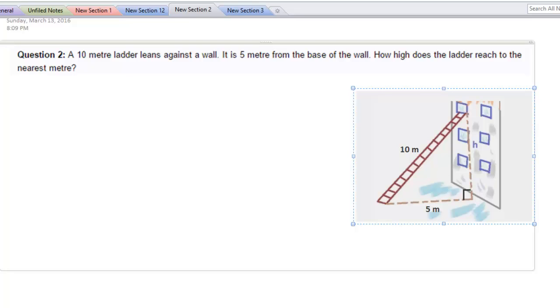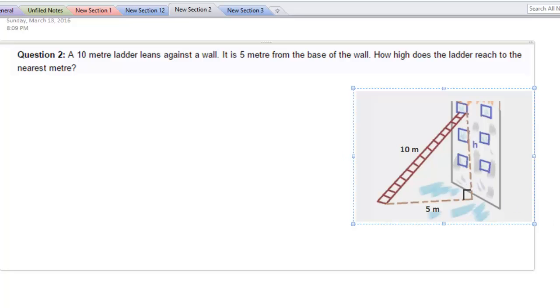This question is saying a 10-meter ladder leans against a wall. It's 5 meters from the base of the wall. So can you see? It's 5 meters far from the base of the wall. How high does the ladder reach to the nearest meter? We need to know this height.